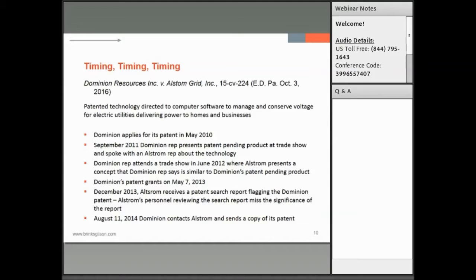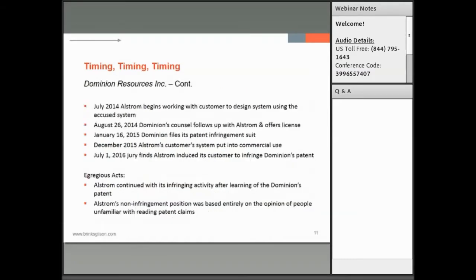developing its own product. Additionally, defendant had knowledge of Dominion's patent once it had issued. Nonetheless, even though they had knowledge of the technology as it was pending and the issued patent, they continued to work on their potentially infringing product and never obtained opinion of counsel. They continued this also without obtaining any insight from somebody that was familiar with reading of patent claims. And so again, as we started to see now here with this timing, this is really where the court came down on this decision.